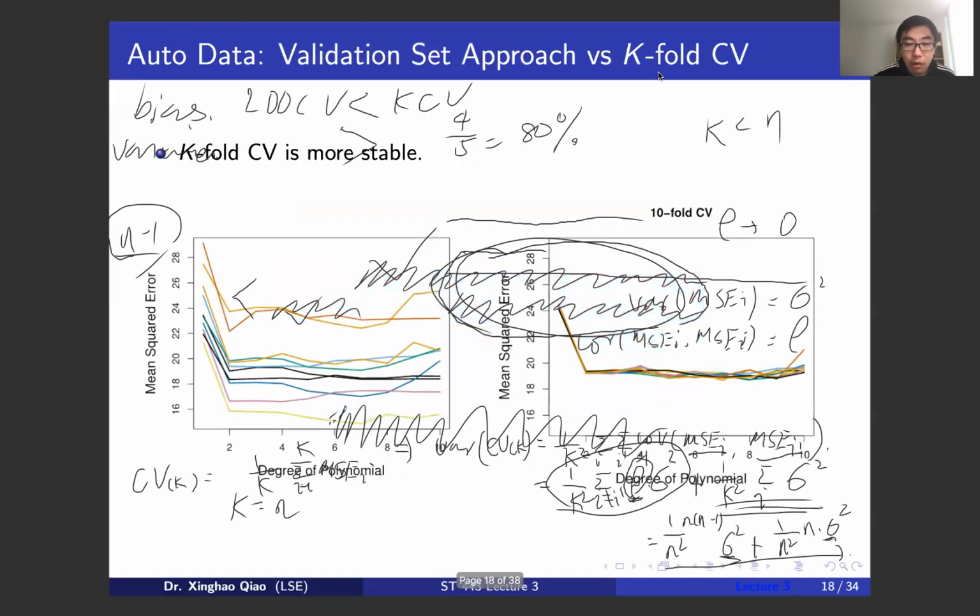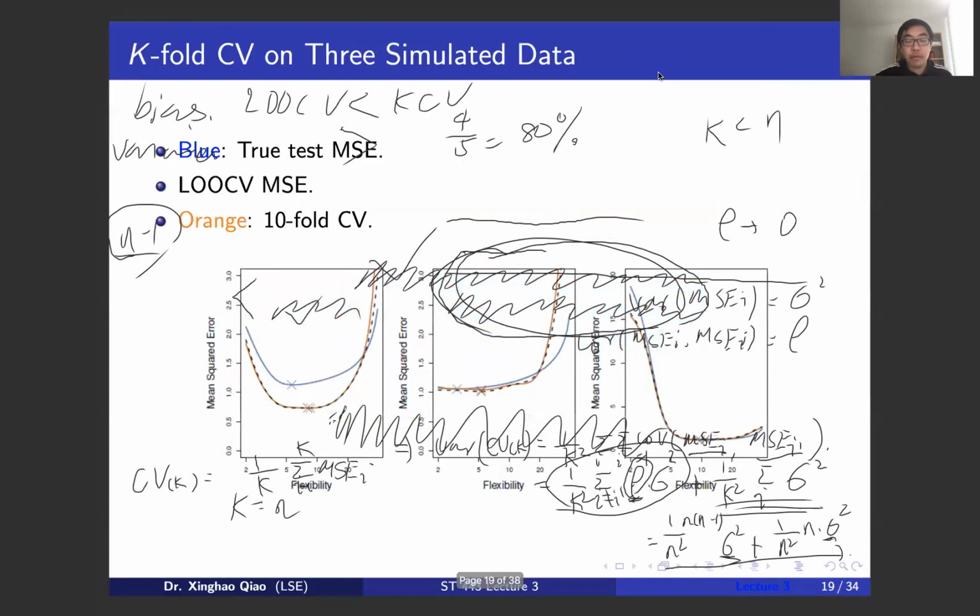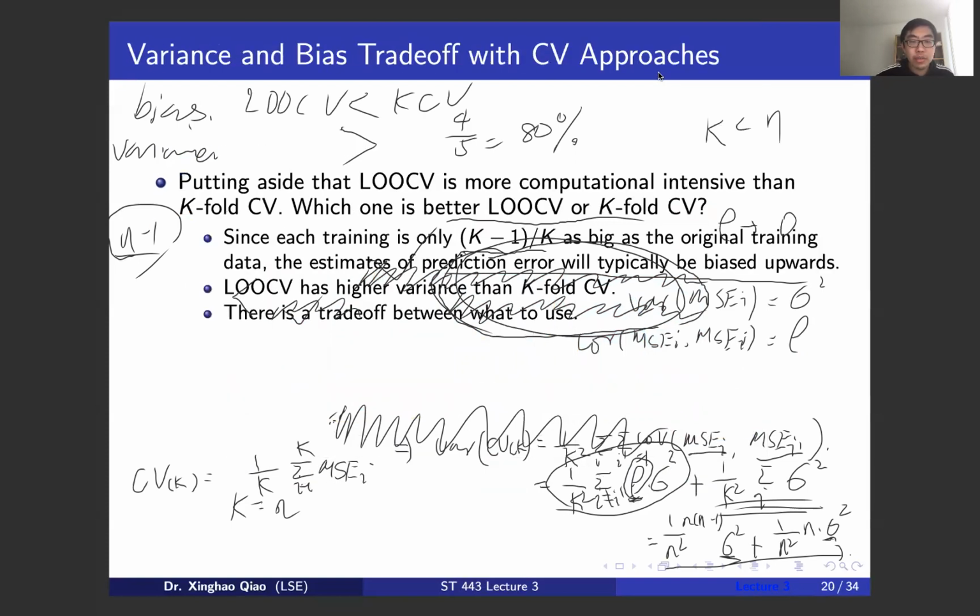So if you calculate the variance of the average mean square error for K-fold cross validation, the variance will be relatively small. To summarize, LOOCV has a relatively higher variance than K-fold cross validation.